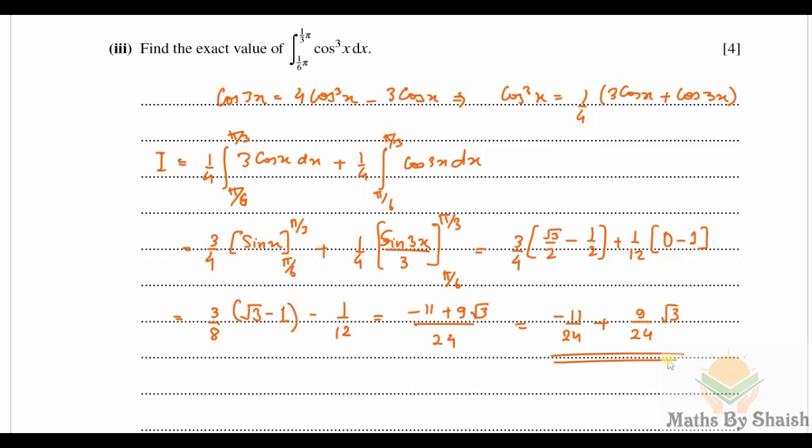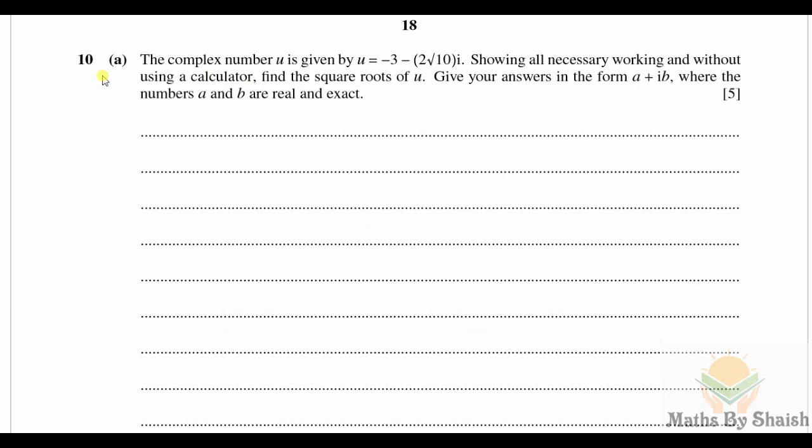So let's do the last question of this paper. 10th A part, the complex number u is given by u is equal to minus 3 minus 2 root 10 iota. Showing all necessary working and without using a calculator, find the square roots of u. Give your answer in the form a plus iota b, where the numbers a and b are real and exact.